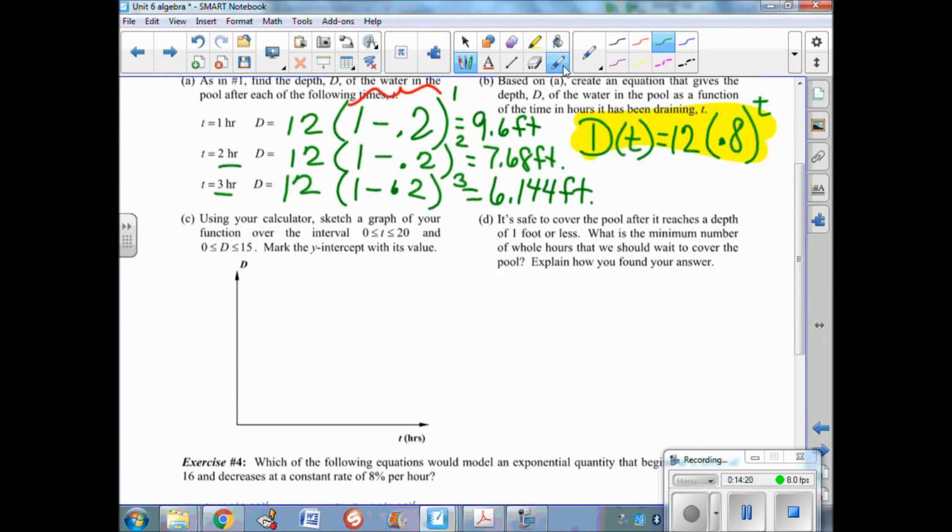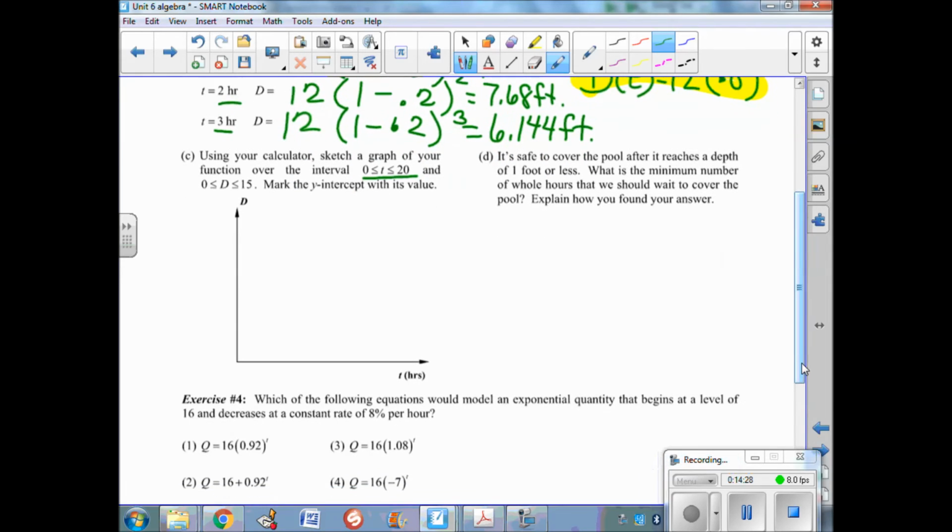Oh, look at that. Using your calculator, sketch a graph of the function over the interval from 0 to 20 hours. So almost a full day letting this pool drain. So 0 to 20 hours. And the depth from 0 to 15 feet. Now, obviously, the pool only had 12 feet in it, so they just kind of rounded that and said 15.